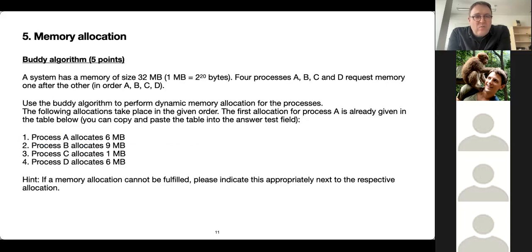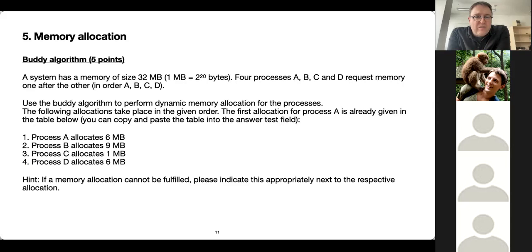Memory allocation. So the buddy algorithm is one of the things we looked at in more detail here. So we have a typical example for memory allocation with a buddy algorithm. So we have a system with a memory of 32 megabytes and 4 processes that request memory one after the other in the order A, B, C, D. And you should use the buddy algorithm to perform dynamic memory allocation. And the following allocations that we are given here take place in the given order.